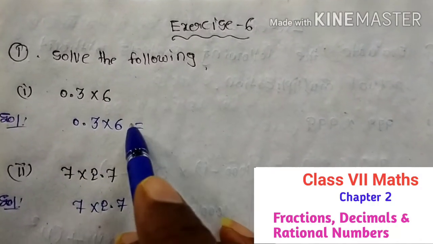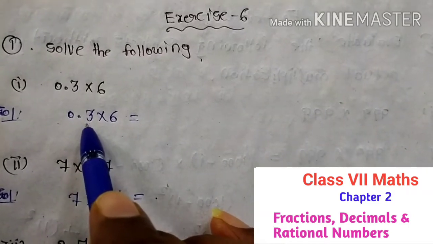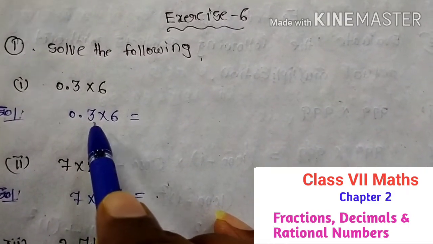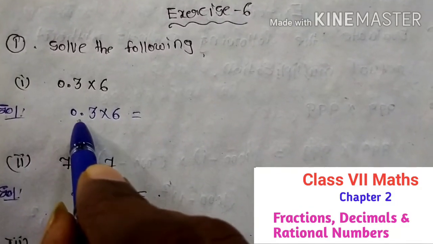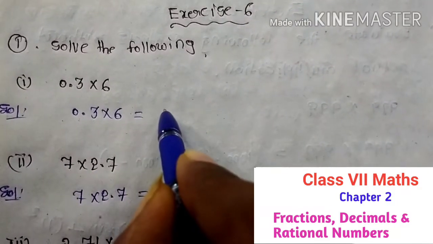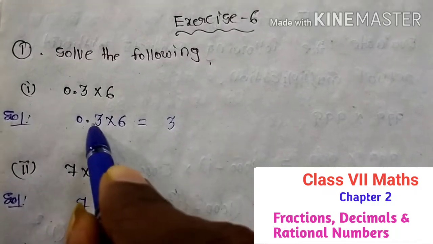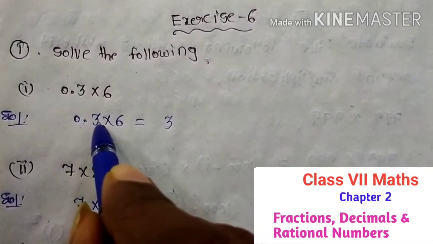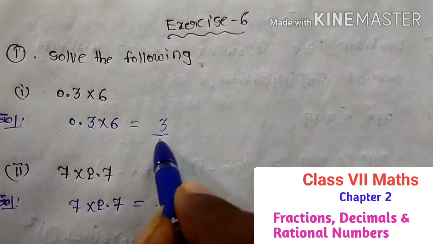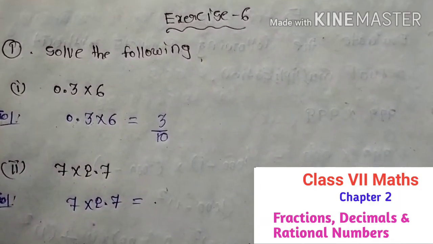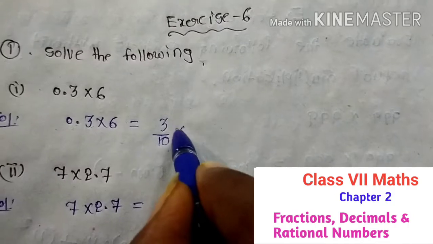0.3 into 6. Already you have learned how to represent decimal number as fraction. See here, to remove the decimal point, how can you write here? See 0.3, you can write here directly 3. See here, after the decimal point how many digits are there? Only one digit, so you can represent it as divided by 10. 3 by 10 into 6.